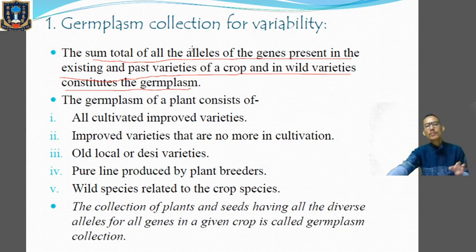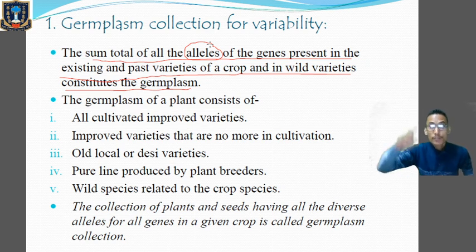So over here, what do you mean by alleles? You have learned in class 10 what an allele is. If you know the term gene, then you'll also have gone through the term alleles. Alleles means the alternate form of a gene. So germplasm means the sum total of the collection of the alleles of the genes. All right, we have to collect all the alleles of our genes, not only present in the existing varieties of the crop, but also present in the past varieties, along with their wild relatives.